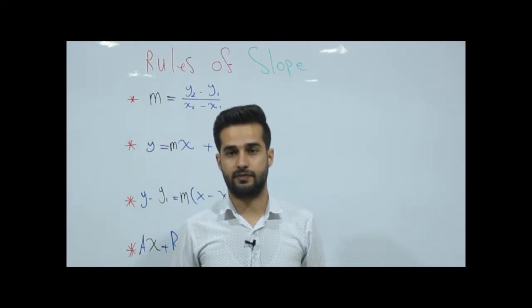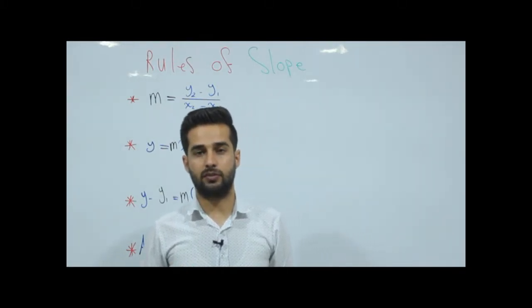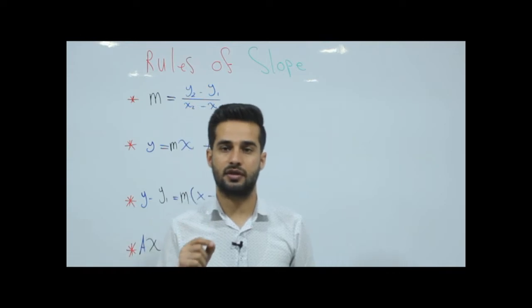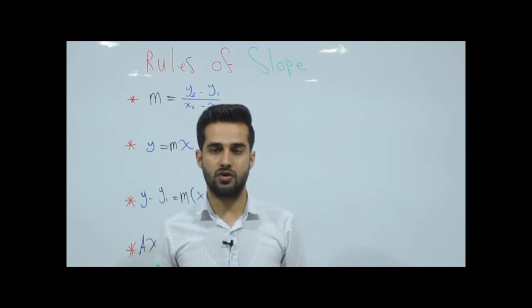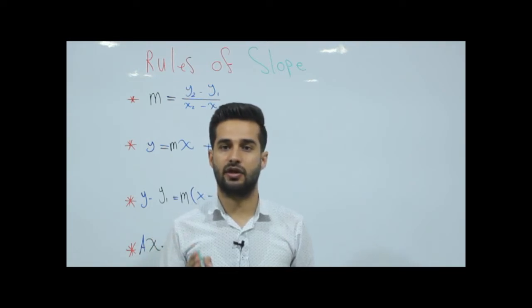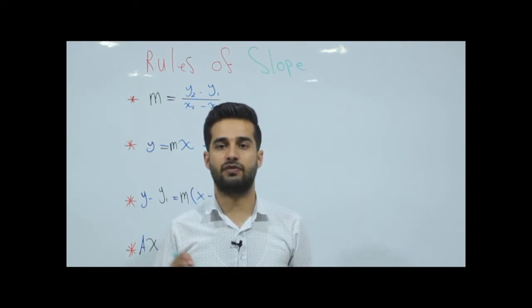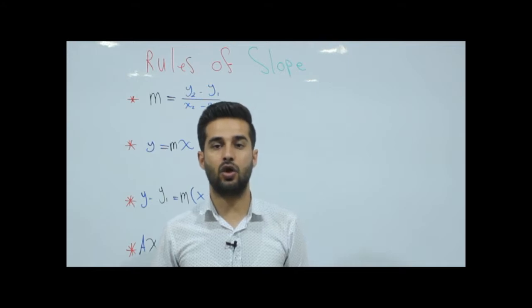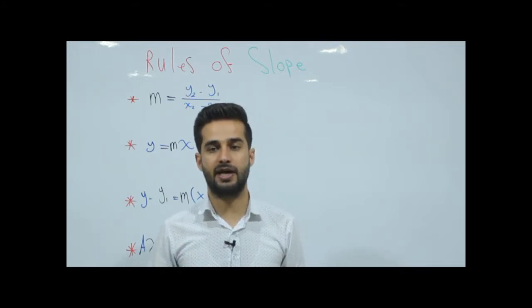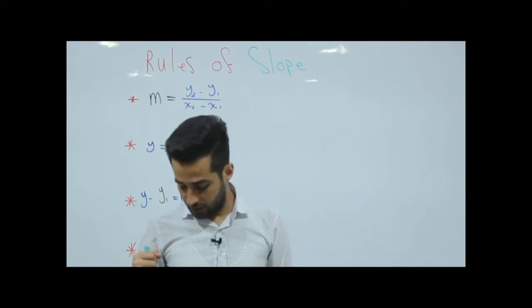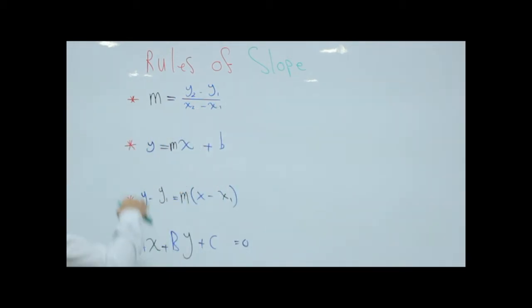Hello students, I want to talk about the rules we have for slope, or those kinds of equations and rules that we find, or when we want to find an equation by a slope. Pay attention, here we have four types.